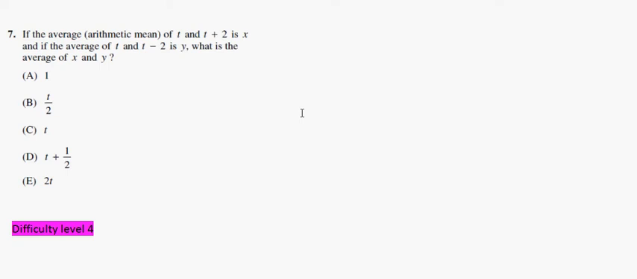You remember that if we need to find the average of two numbers, we should add these two numbers and divide the result by 2. So, this problem could be solved in 3 steps. First of all, we should find x as the average of t and t plus 2. Then we should find y as the average of t and t minus 2. And finally, we will find the average of x and y.